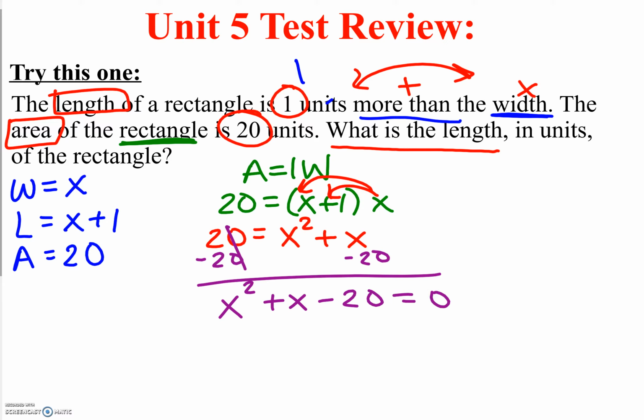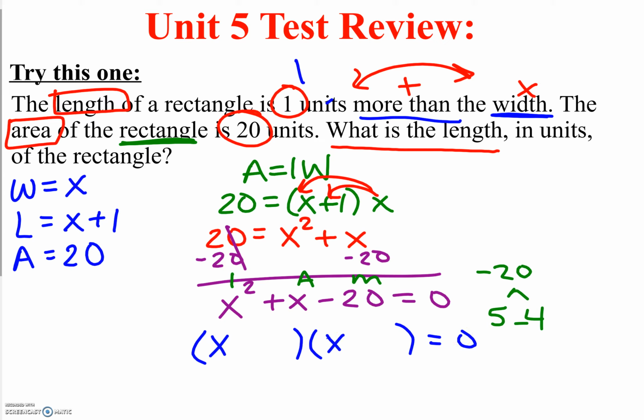From here, I should notice that we have a 1a problem. So I want two numbers that multiply to negative 20 and add up to a positive 1. So I should think of 5 and negative 4. Since it's 1a, I'm just going to take my two factor bubbles, put an x and an x, and these numbers right here, that 5 and negative 4, just go right on the inside.